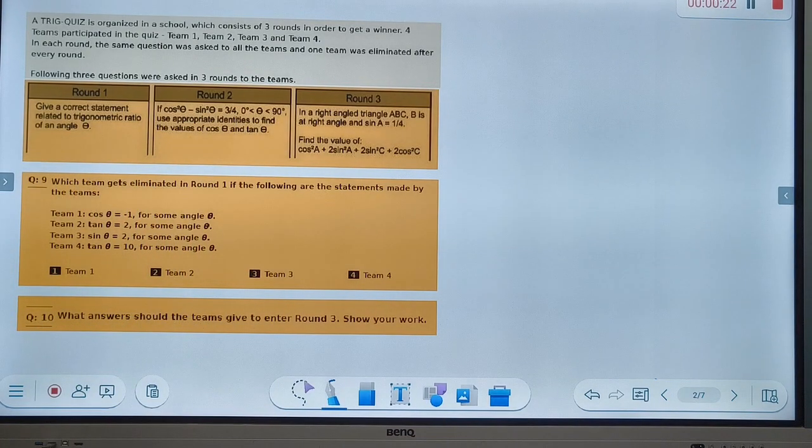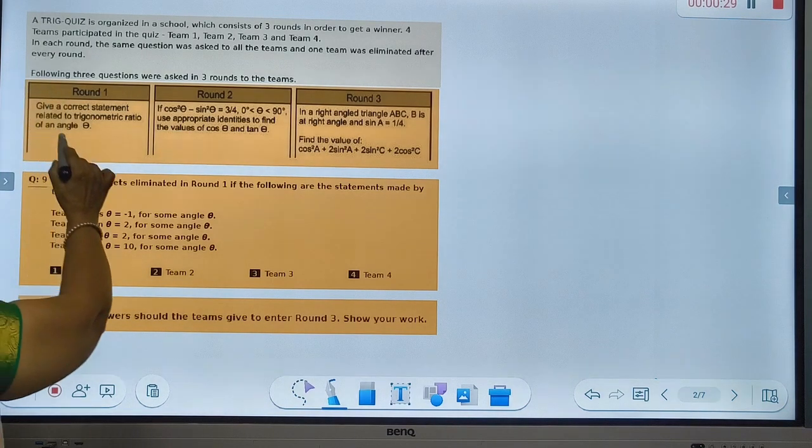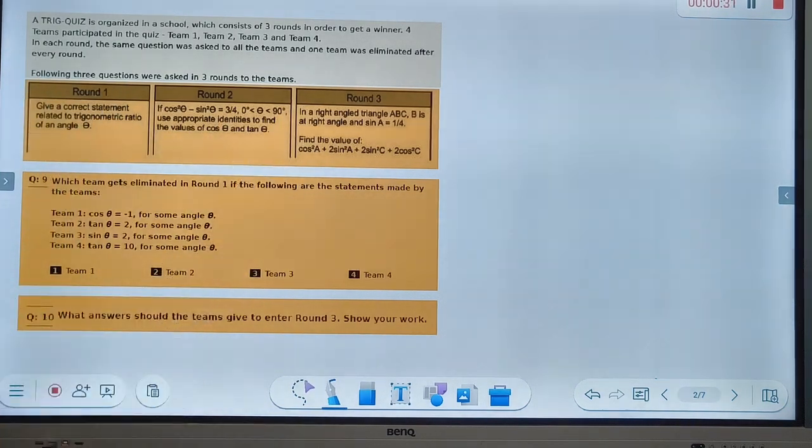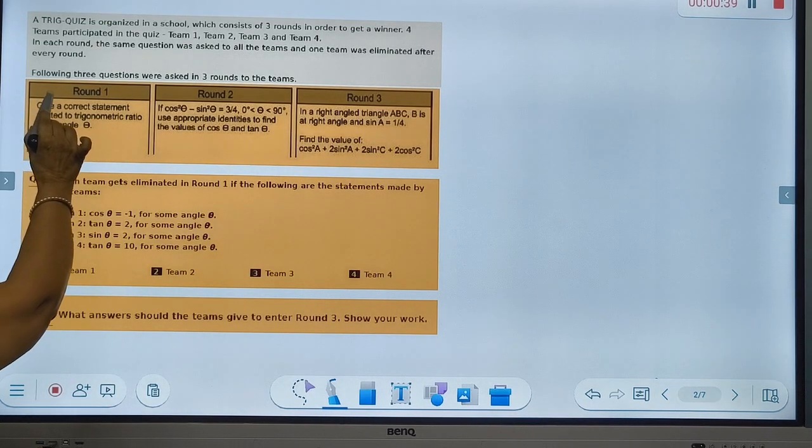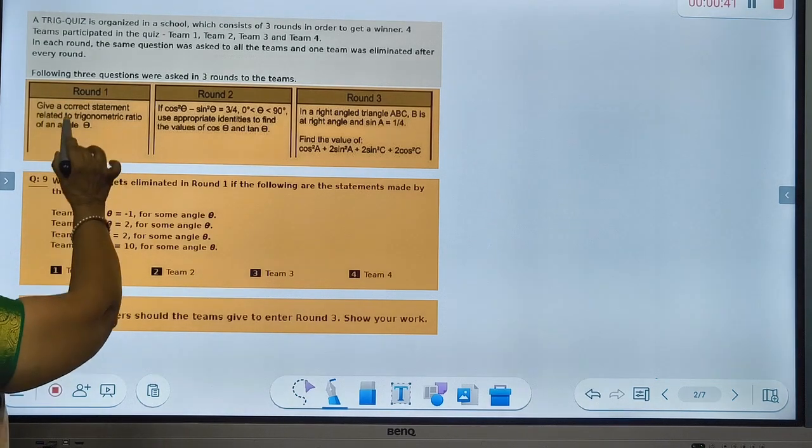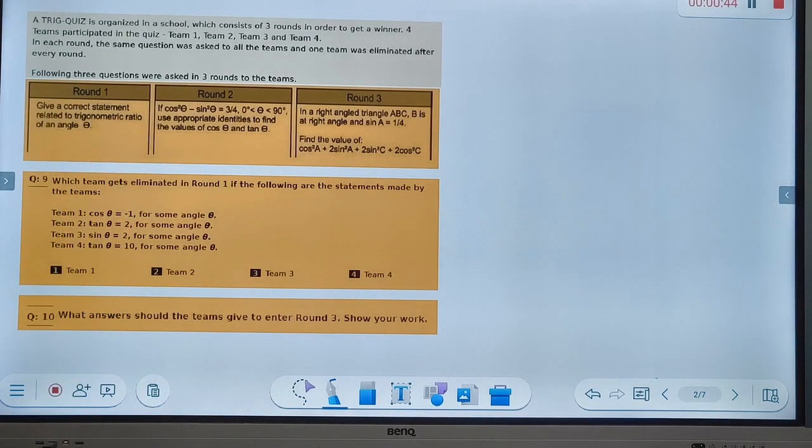Very interesting case study. A trigonometric quiz is organized in a school which consists of 3 rounds, round 1, round 2, round 3 to get a winner. 4 teams participated in the quiz, team 1, team 2, team 3 and team 4. In each round, the same question was asked to all the teams and one team was eliminated after every round. Okay, because they probably gave a wrong answer and they were eliminated. So at the end of each round, one team got eliminated.